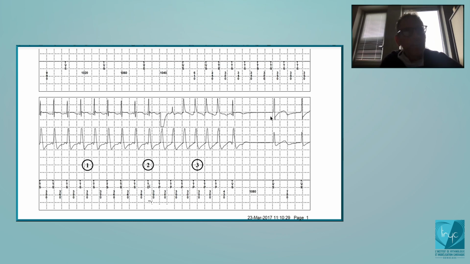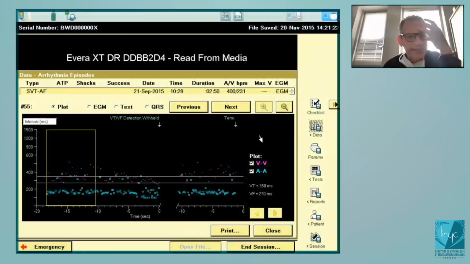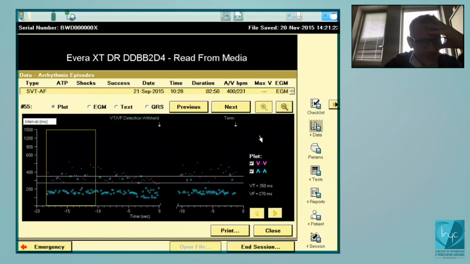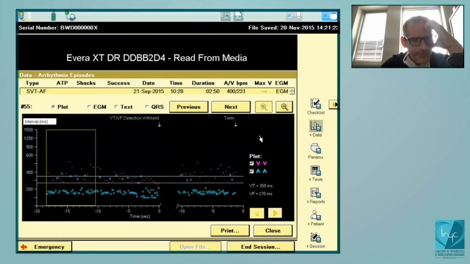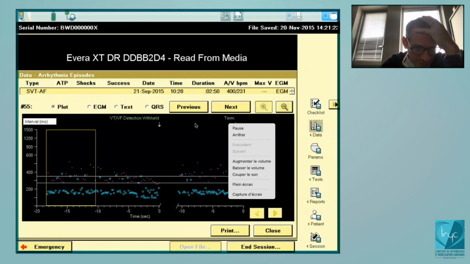Okay, so this is a patient with multiple episodes of atrial fibrillation. And you see here that initially there is clearly, so you see in blue, these are the dots for the atrial rhythm. And in purple, it's for the ventricular cycles.